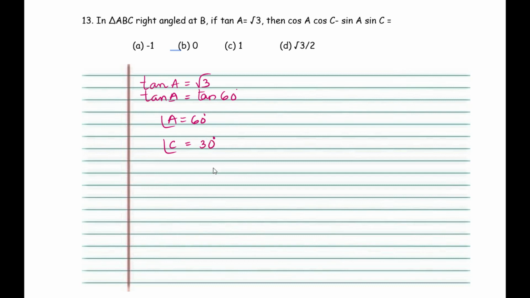30 degree. Now what we need to find out? cos A cos C minus sin A sin C. This is what we need to find out. Now what is cos A? A is 60 degree into cos 30 degree minus sin A is sin 60 degree into sin C is sin 30 degree. What is cos 60 degree?